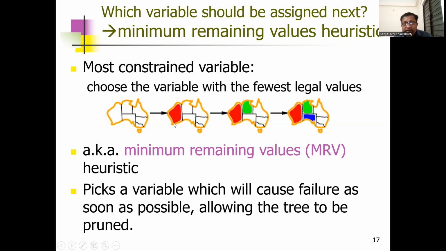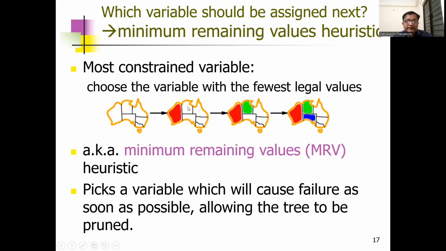In the next state, if I randomly pick West Australia and assign the color red, there will be a change in the remaining values. The Northern Territory has remaining value 2 because its adjacent region is already red, one less. South Australia also has remaining value 2. Queensland, New South Wales and Victoria have remaining value 3 because they have no adjacent region with an assigned color.